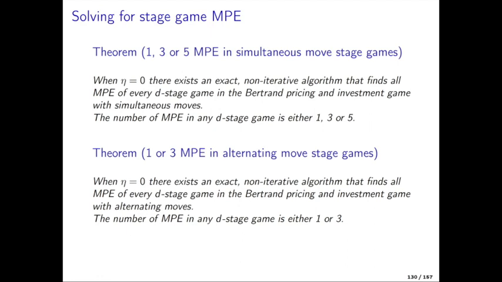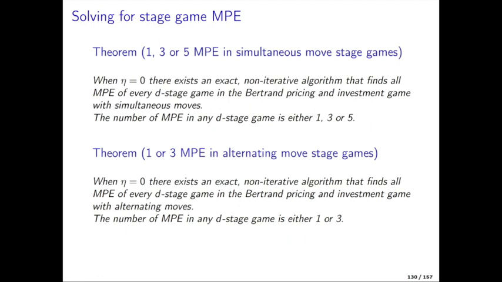Another theorem shows that in this alternating move case, there can be only 1 of 3 Markov perfect equilibria in the game, so not 5 in each of the stage games. This automatically limits the number of potential equilibria that there can be, compared to the simultaneous move formulation of the game. So actually, we generally find fewer equilibria in the alternating move game.